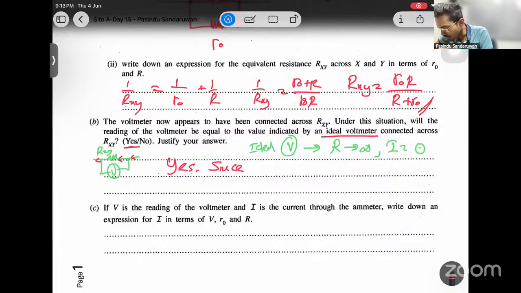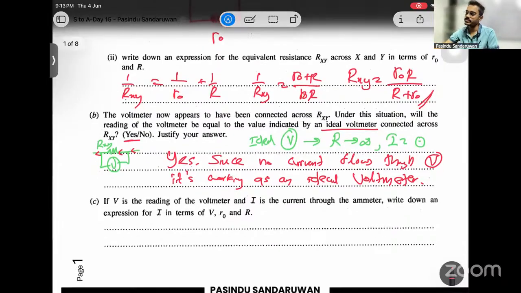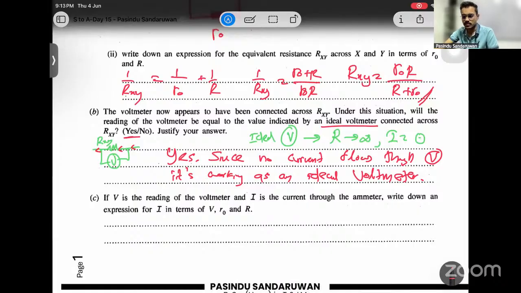Since no current flows through the voltmeter, it's working as an ideal voltmeter. There's a small thing in there.